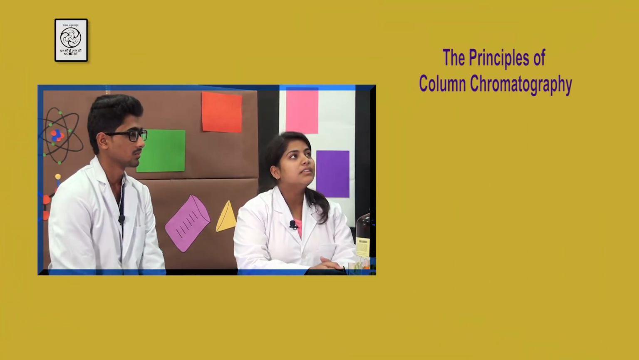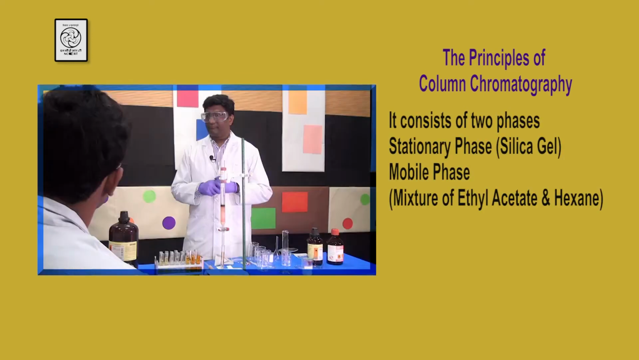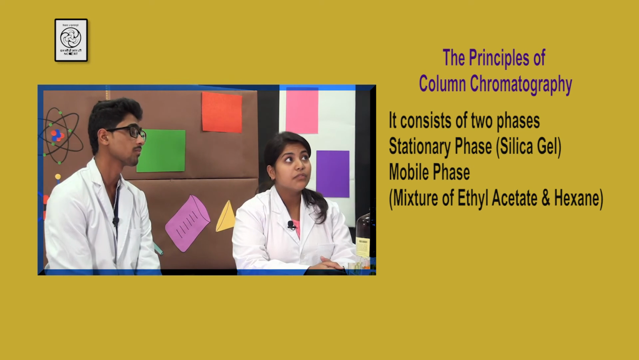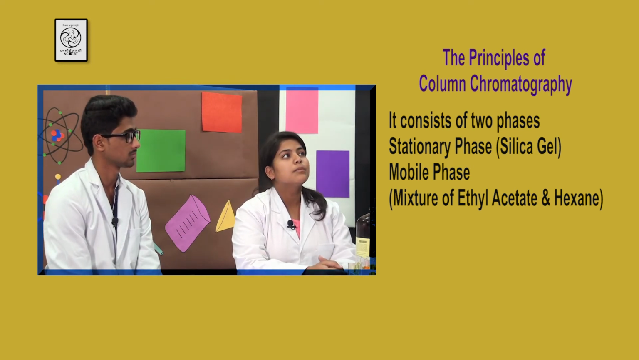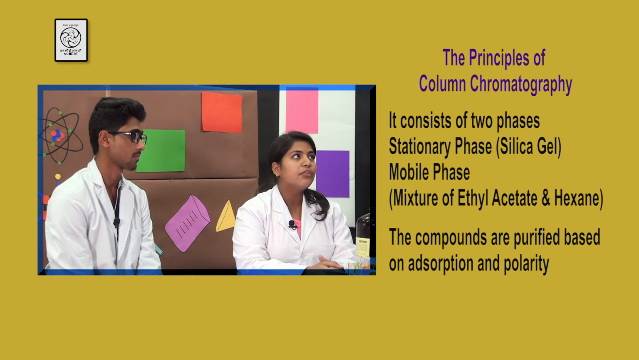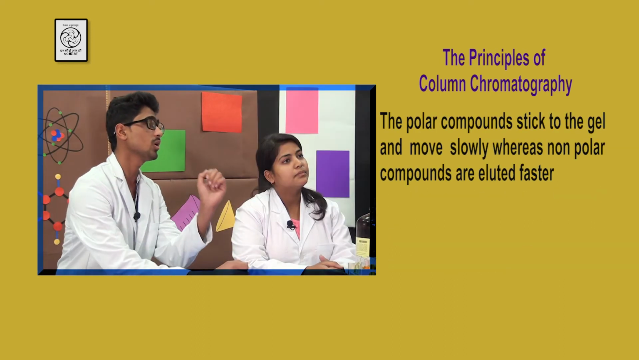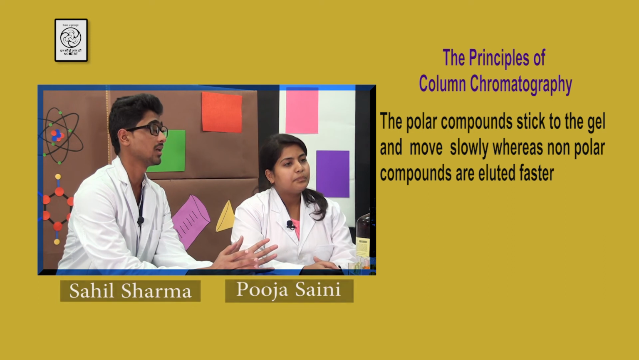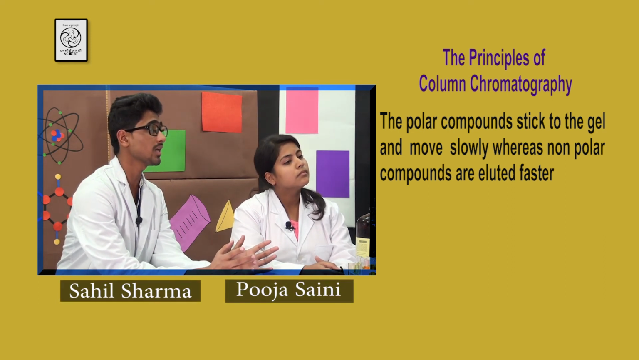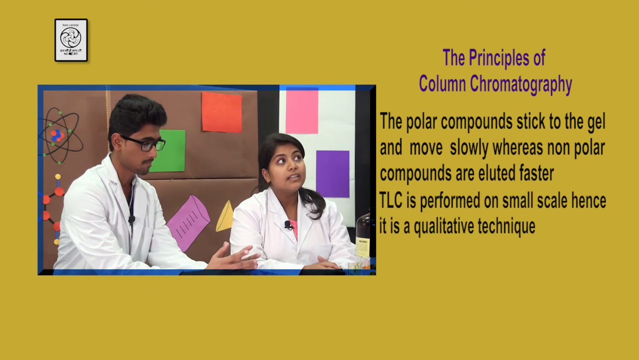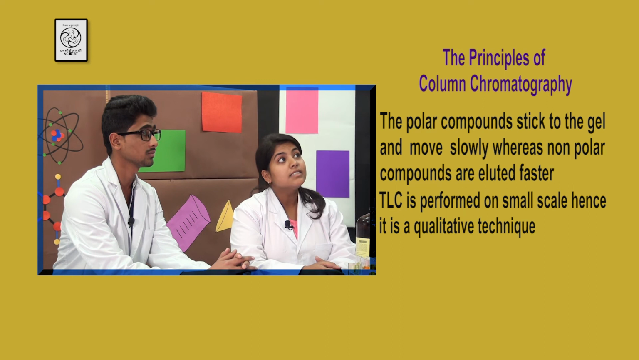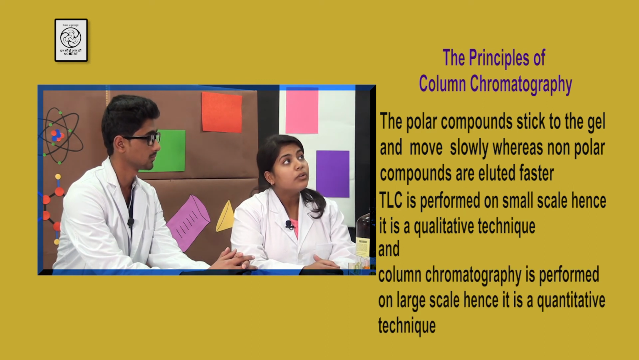If so, could you summarize it? Yes, sir. We have learned the principles of column chromatography. It mainly consists of two phases. One is the stationary phase, which is silica gel here, and the other is the mobile phase, which is a mixture of ethyl acetate and hexanes here. The compounds are purified based on adsorption and polarity. We also learned that the polar compounds stick to the gel and move slowly, whereas the non-polar compounds are eluted faster. Good. We have also learned that TLC is performed on a small scale, hence it is a qualitative technique. And column chromatography is performed on a large scale, hence it is a quantitative technique.